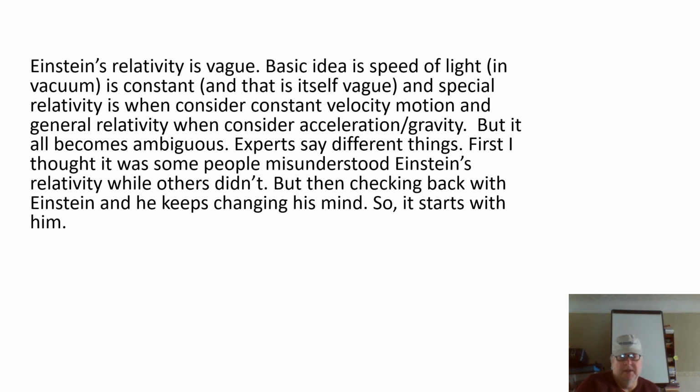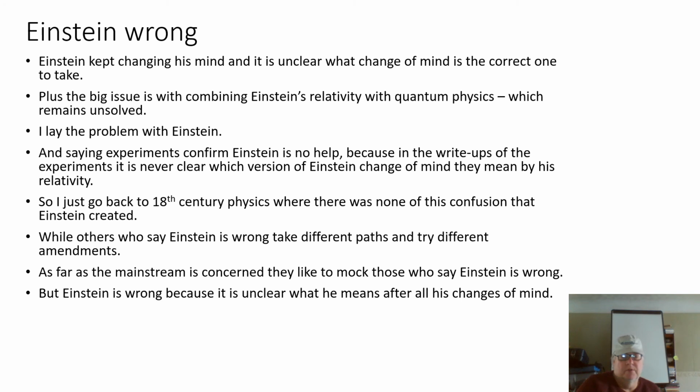Einstein's relativity is vague. The basic idea is the speed of light in vacuum is a constant, and that is a vague idea. And special relativity is when we consider constant velocity motion, and general relativity when we consider acceleration, gravity. But it all becomes ambiguous. It would say different things. First, I thought some people misunderstood Einstein's relativity while others didn't, but then checking back with Einstein, he keeps changing his mind. So it all starts with Einstein, really. So Einstein is wrong. Einstein keeps changing his mind, and it's unclear what change of mind is the correct one to take. Plus, the big issue is with combining Einstein's relativity with quantum physics, which remains unsolved in the mainstream.